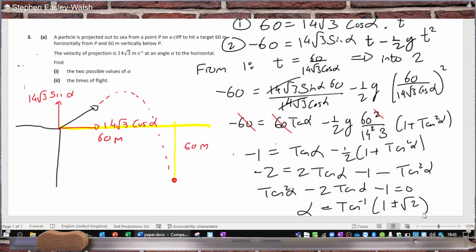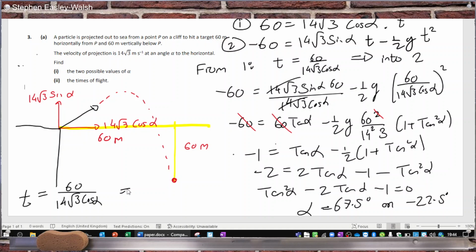Yeah, okay. No, that's 67.5 degrees. Oh, so actually that does work out nicely when you tan inverse it. So 67.5 degrees, or, you know what, maybe I wasn't tan inversing, minus 22.5 degrees. Yeah, and then the time of flight. Well, you can get that by just typing in 60 over 14 root 3 cos alpha. So that will be 60 over 14 root 3 cos 67.5.